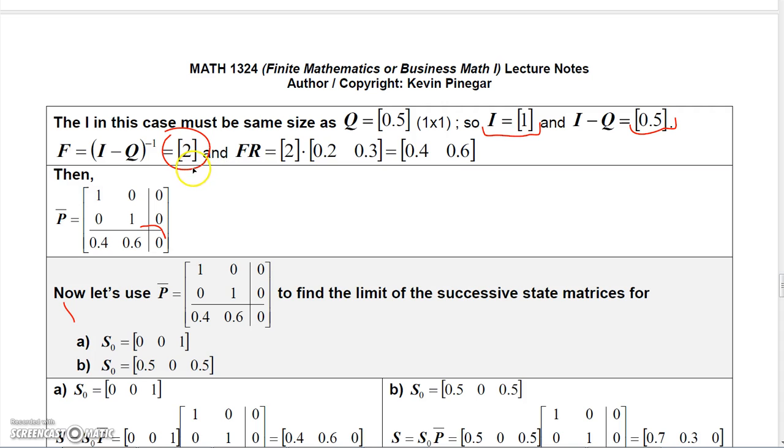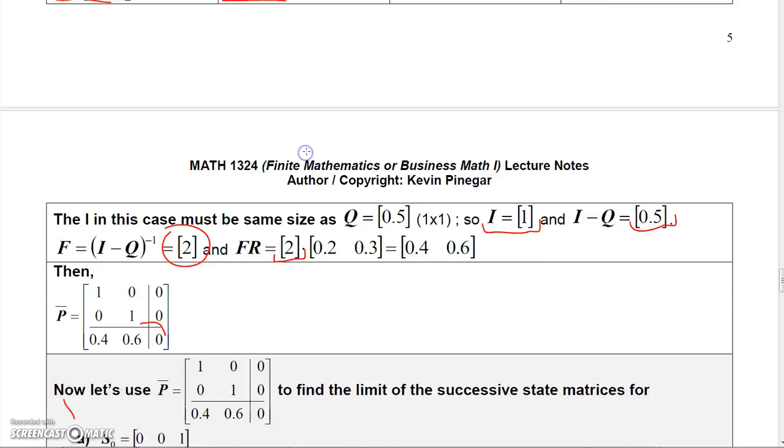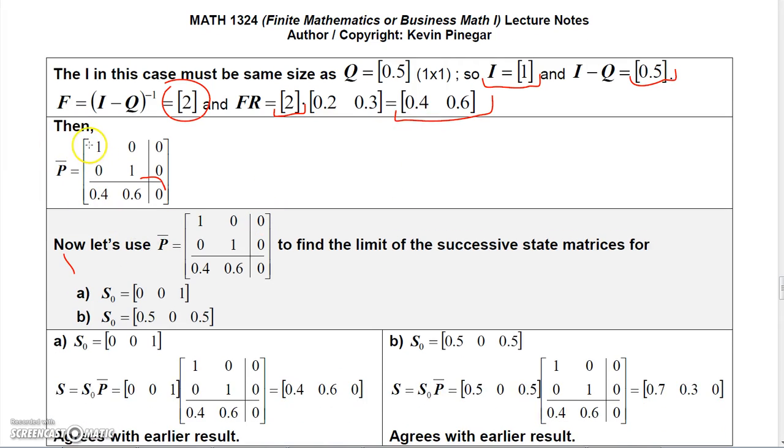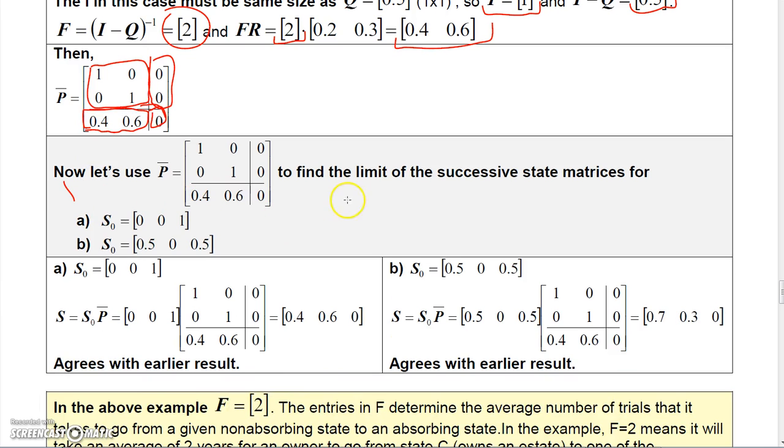I still have to do one more step to get FR. I have to multiply F times R. So I take the F matrix, which is 2, and remember the R matrix was 0.2, 0.3. I multiply those together, and I get 0.4, 0.6. Now I can put it back together and get the limiting matrix. Here I put the 2 by 2 identity matrix, a 0 matrix here, a 0 matrix here, and the FR matrix here. And now this is my limiting matrix.